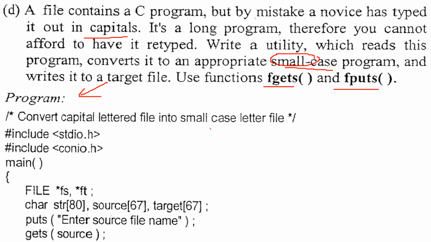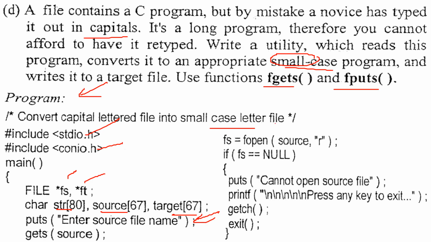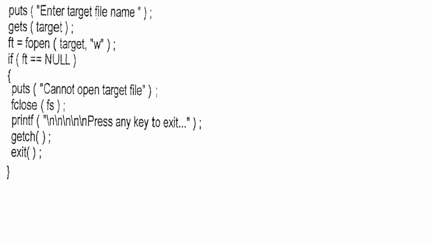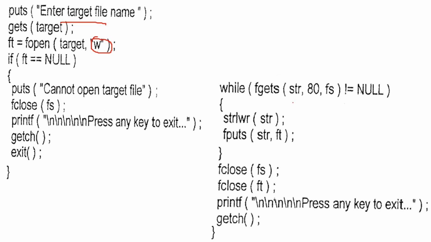This is stdio.h, conio.h. We have a source and a target and a string. We enter the source file name in gets source. Then we try to open it. If it doesn't open, then we just come out. Then we enter the target file name and we try to open it. If it doesn't open, we come out. Then this is the logic. What we will do, we'll take it one by one chunk. We'll use a function strlwr. This str, we feed inside, and the converted version we will transfer to FT. We close FS and FT. This is how it is done.